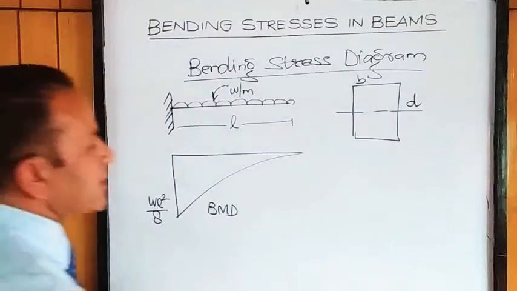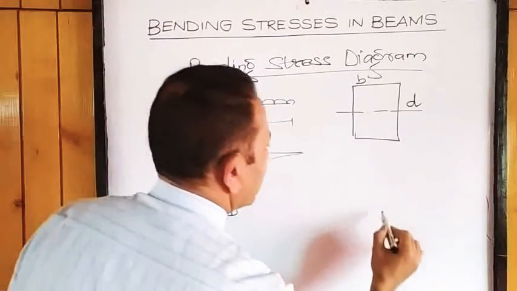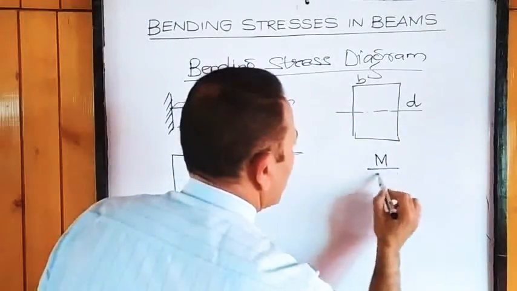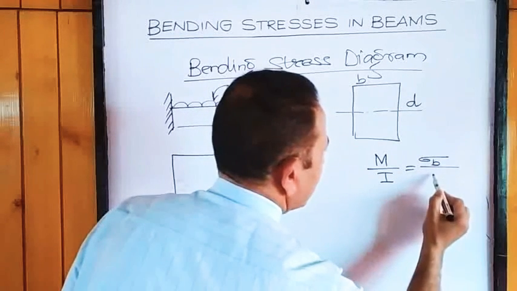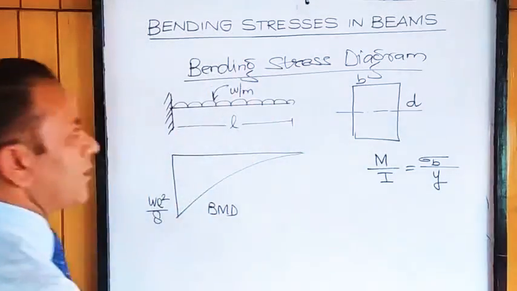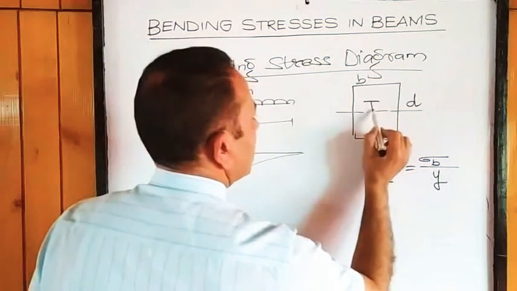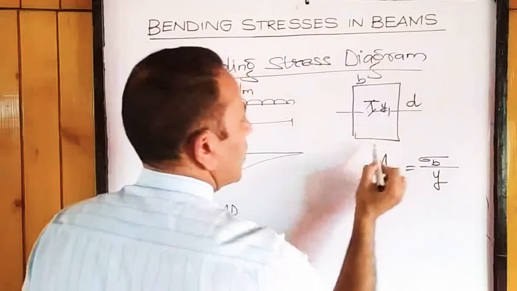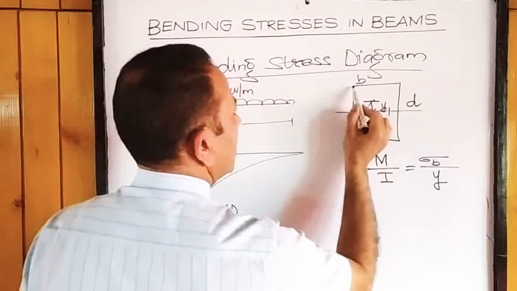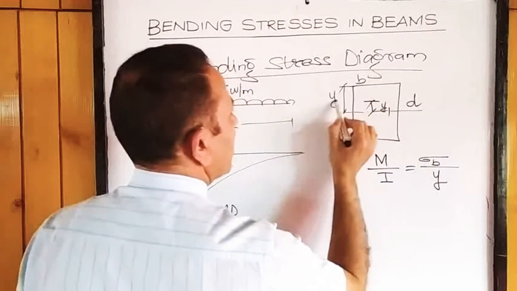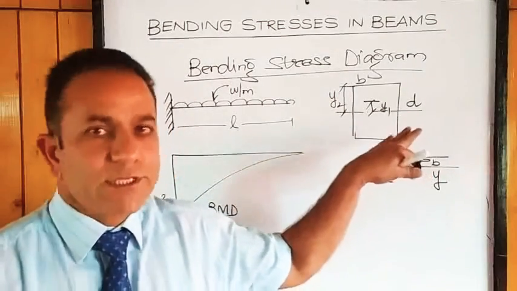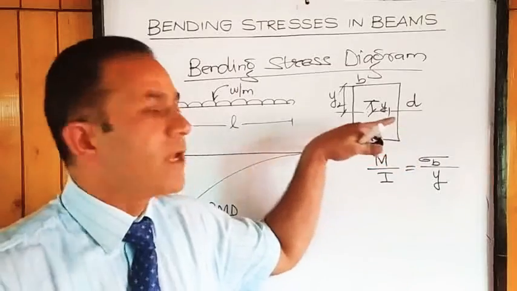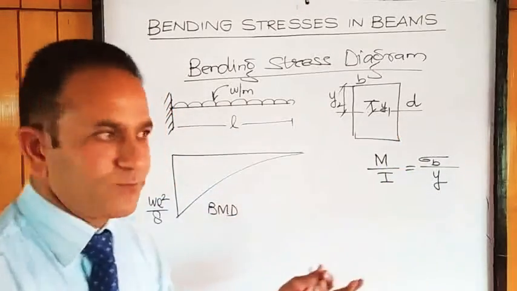Other values, see our bending equation says that M upon I is equal to bending stress, either compressive or tensile, divided by Y. Y is the distance at which fiber we are calculating the distance. So Y may be here, Y may be here. This Y2 will be the maximum value. Neutral axis will exactly be at center because it's a symmetrical figure. Neutral axis has to be at the CG. CG is at D by 2.